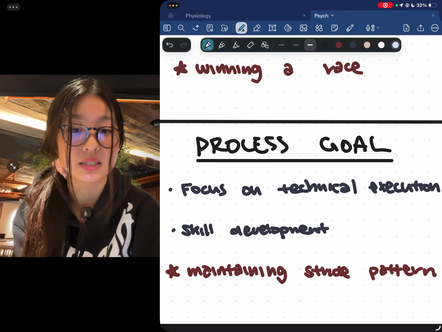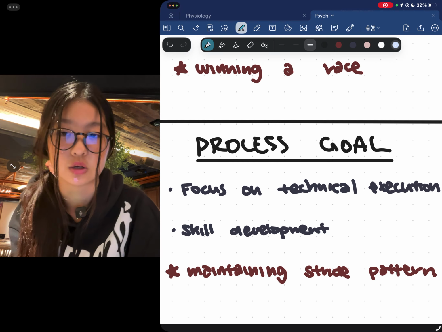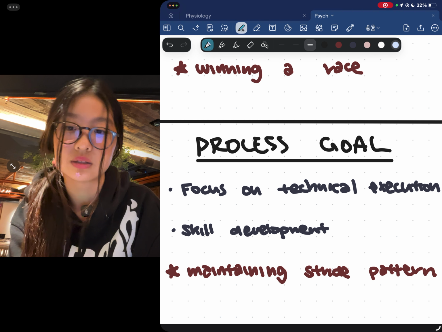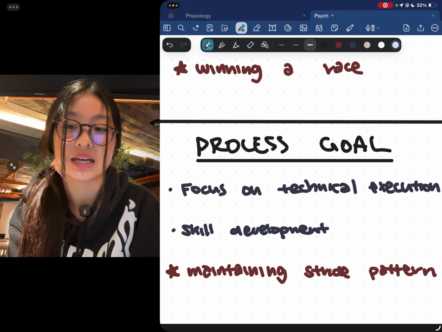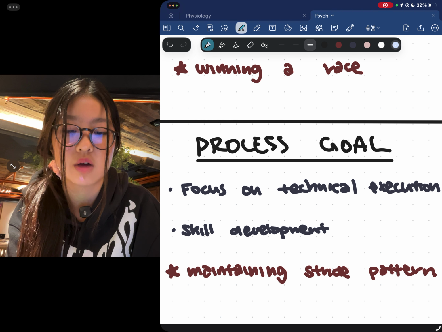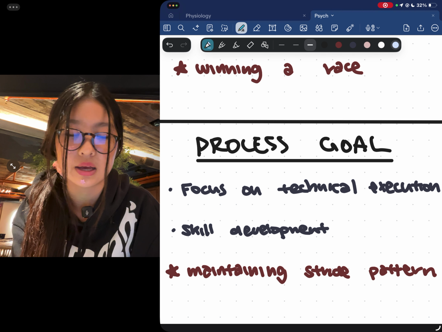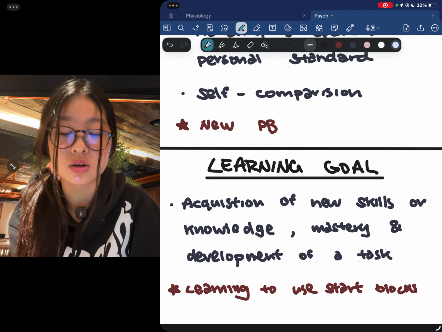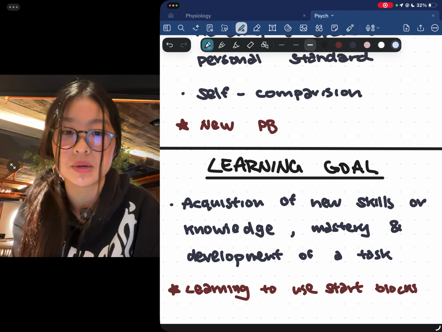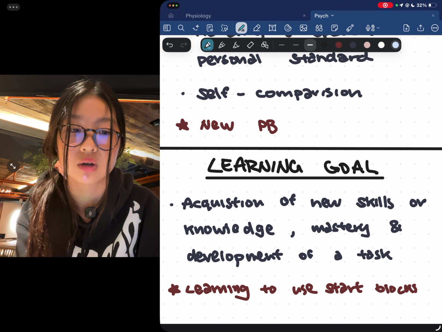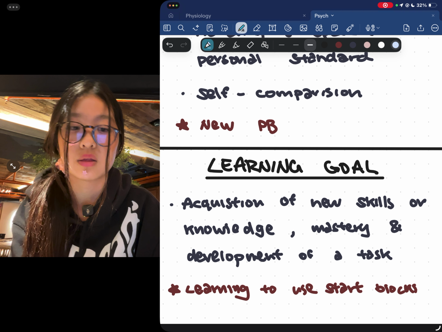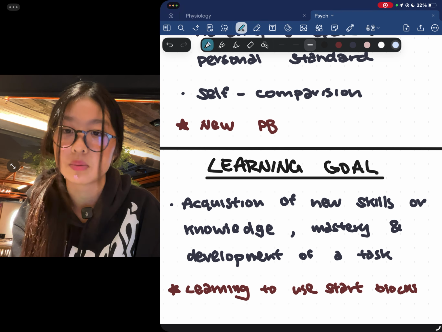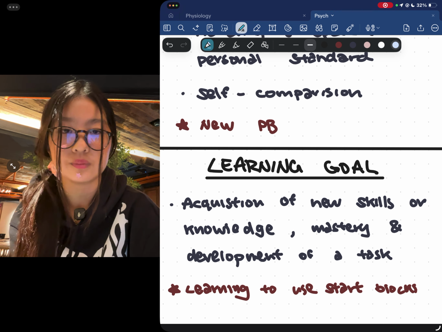The third one is a process goal, and process goals focus on technical execution and the process of doing something. They really center around skill development. So a process goal would be maintaining a good stride pattern. It's not really about your time, it's not really about beating anyone, it's about your personal technique. The last one is a learning goal, and a learning goal tends to be more long-term, and it's focusing on the acquisition of new skills or knowledge, generally centering around the mastery and development of a certain task. And a learning goal could be learning to use start blocks.